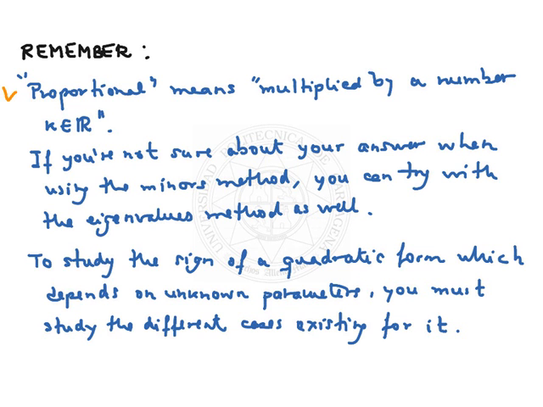Proportional means multiplied by a real number k. If you are not sure about your answer when using the minus method, remember that you can try as well with the eigenvalues method. And finally, to study the sign of a quadratic form which depends on unknown parameters, you must study the different cases existing for it.